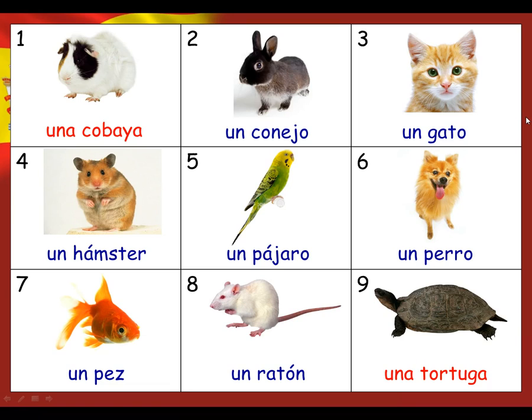Can you remember which 2 of our pets have the rolled R sound? That's right, it's number 6, un perro, and also number 8, un ratón. Because when you have 2 R's in the middle of the word, that's a rolled R sound. And if you have an R at the beginning of a word, that also is a rolled R sound.